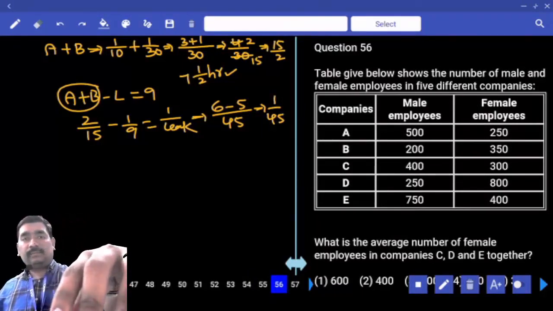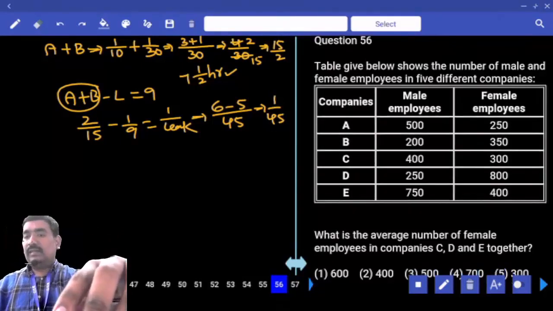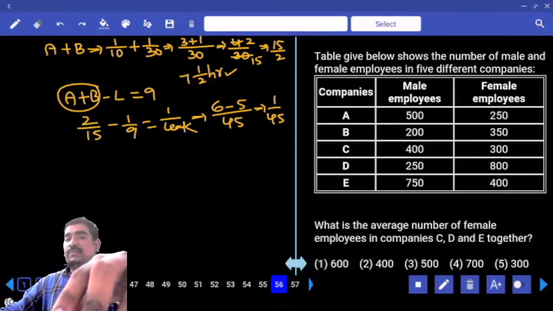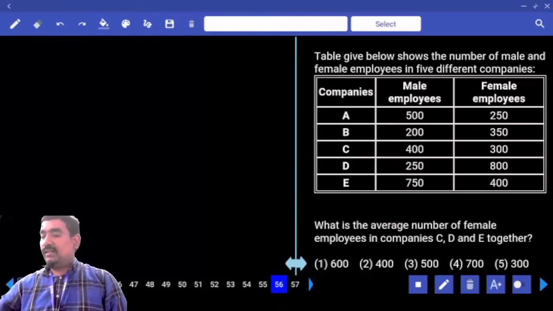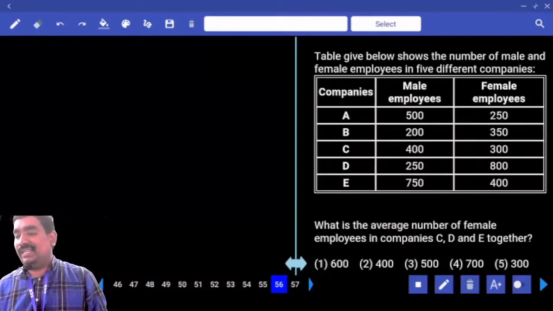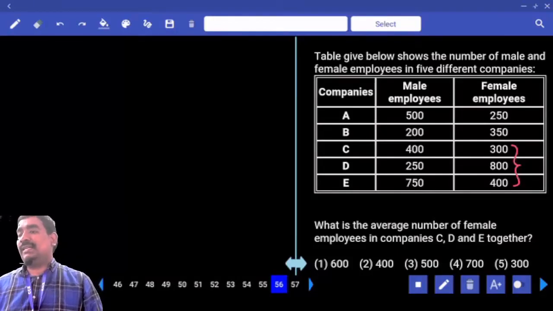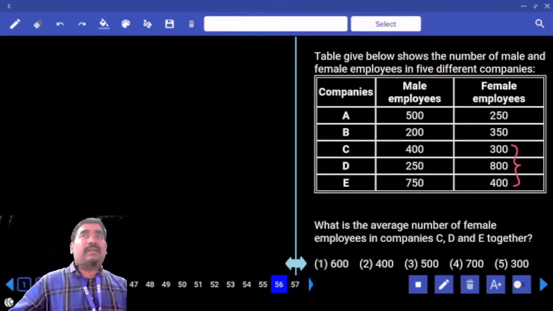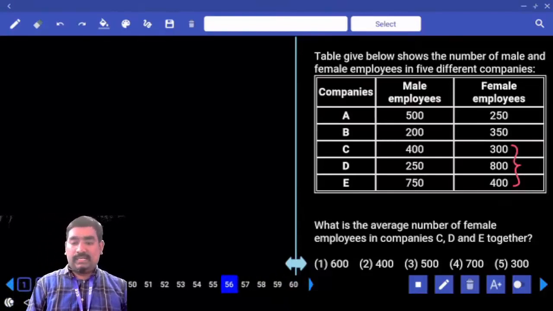Next. The table given below shows the number of male and female employees in 5 different companies. What is the average number of female employees in companies C, D and E together? C, D and E together: 300, 800, 1100, 400. Total is 1500. Average means divide by 3. 1500 by 3.